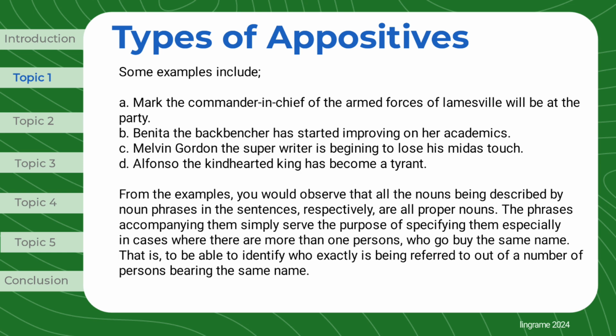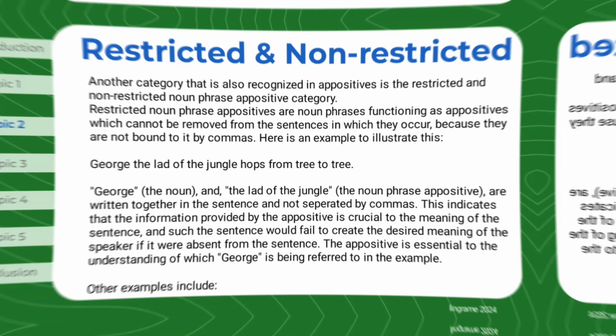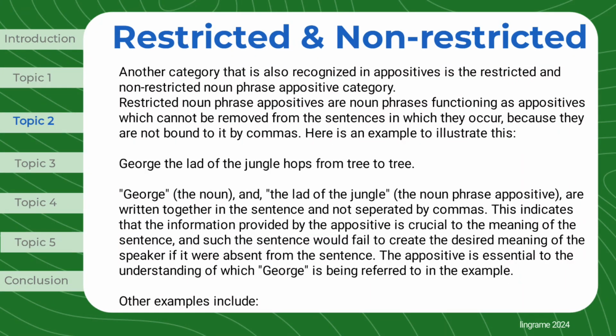From the examples, you would observe that all the nouns being described by noun phrases in the sentences, respectively, are all proper nouns. The phrases accompanying them simply serve the purpose of specifying them, especially in cases where there are more than one persons who go by the same name. That is, to be able to identify who exactly is being referred to out of a number of persons bearing the same name. Another category that is also recognized in appositives is the restricted and non-restricted noun phrase appositive category.